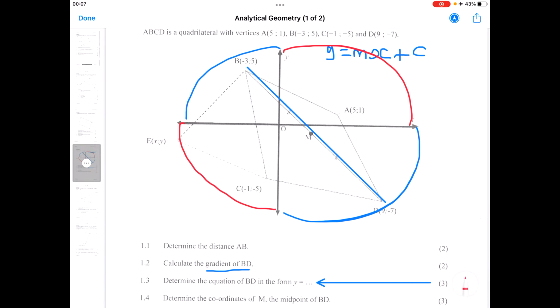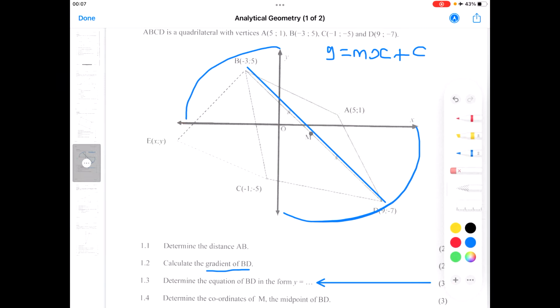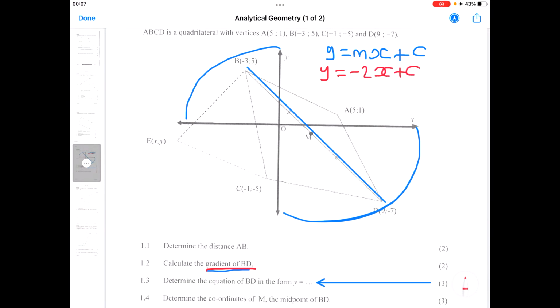positive gradient. So again, let me guess the gradient of that line BD. It doesn't need to be correct, it's just for the purpose of making sense. So obviously, when you determine the equation of that line, let's say you calculated the gradient on your previous calculation to be, let's keep it simple and say -2, then you have negative 2x plus c.